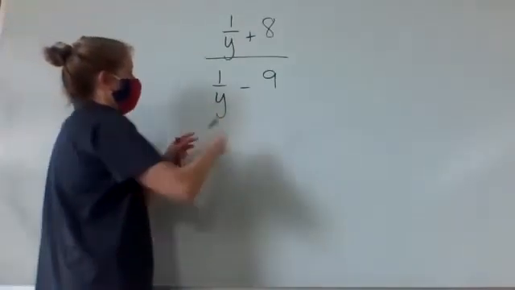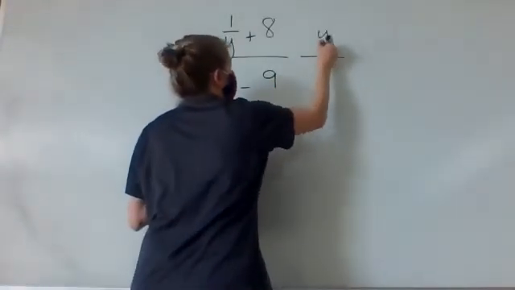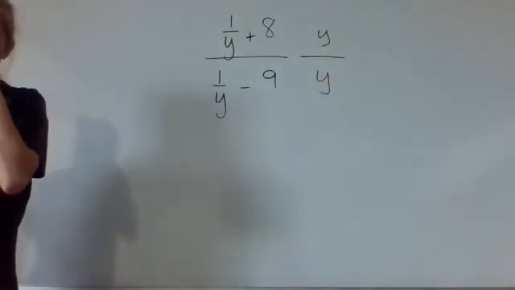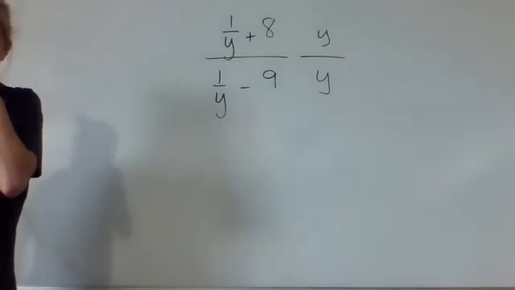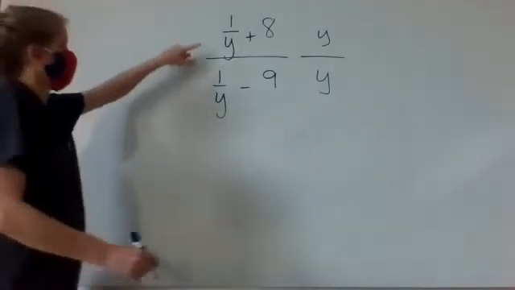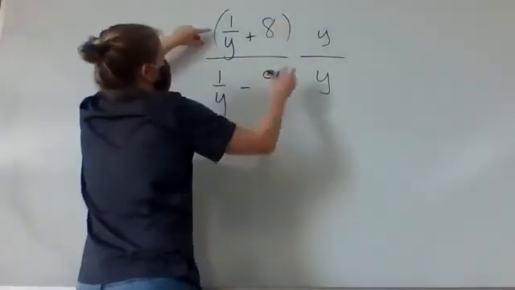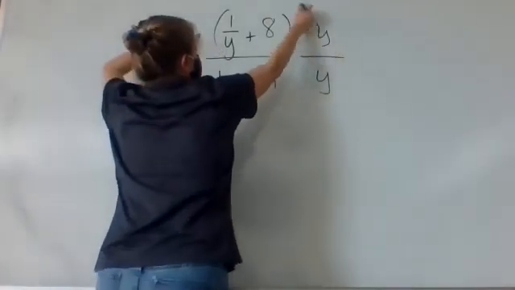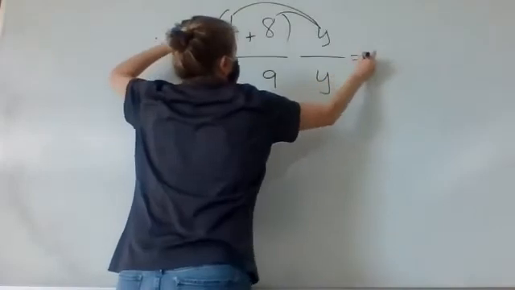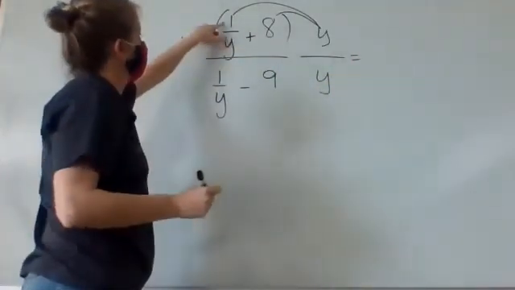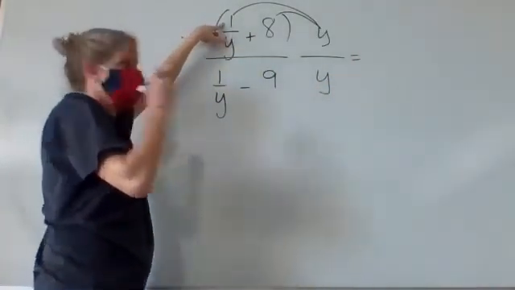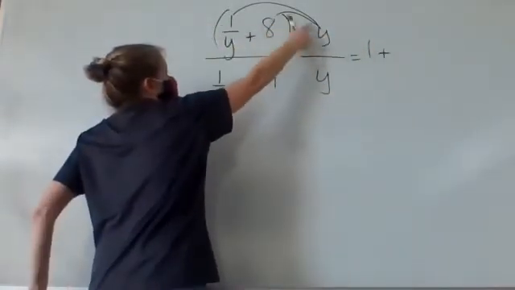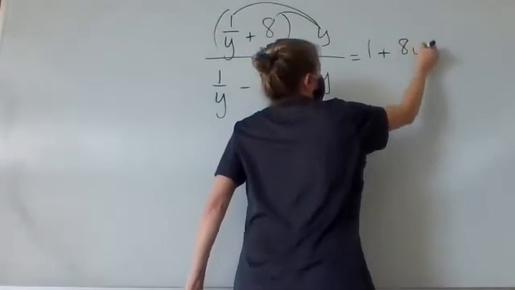So look what's going to happen. I'm going to multiply the top and the bottom by y. Since this one has a y in the bottom, they kind of cancel each other out. So here's what I'm doing here. Those y's would cancel, so I'd just be left with that 1 plus, what's y times 8? 8y.